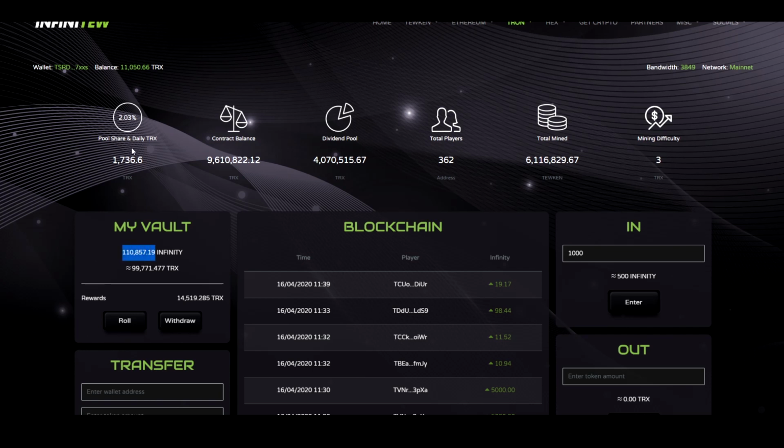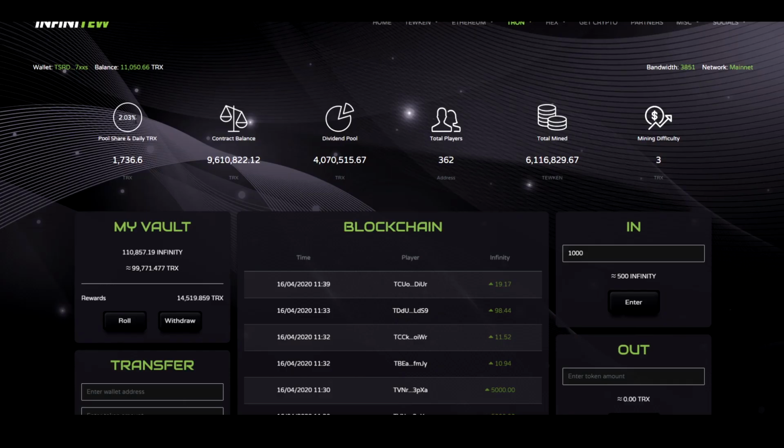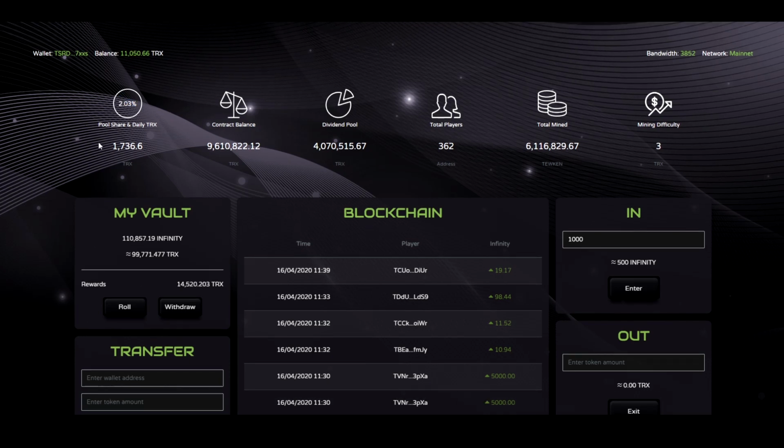This number is based on how many Infinity exist. The amount of Infinity that exists is a fluctuating number. It can go up and down. As people go into the contract, more Infinity is printed. As people exit the contract, Infinity is burned. So as more people roll and play, this number will go down if I don't roll and play. This 2% is dripped every second.